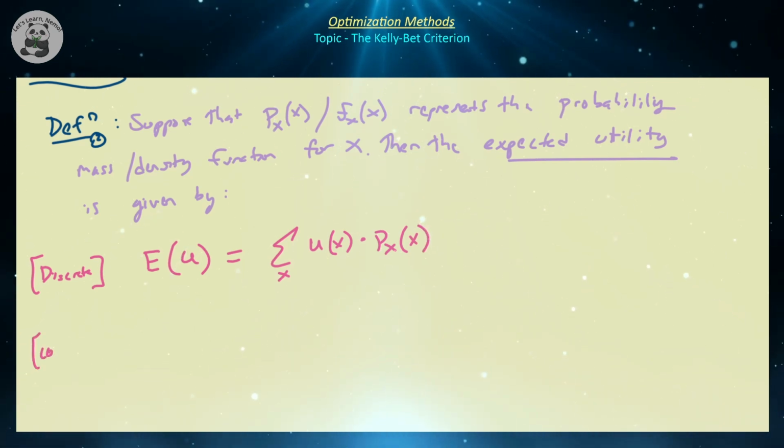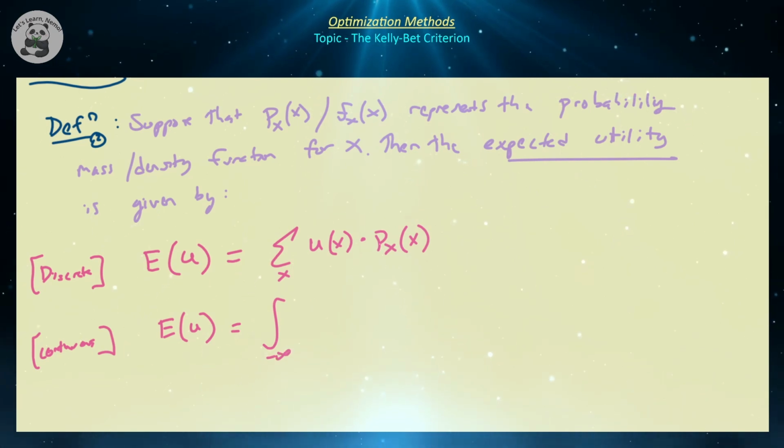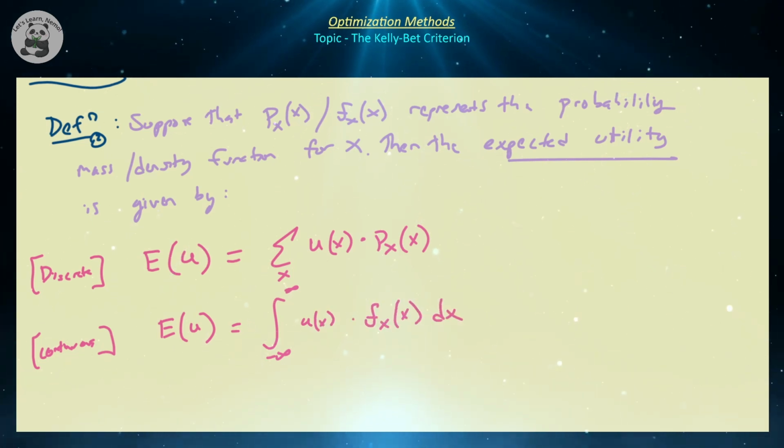Or in the continuous case, the expectation of u will be equal to the integral across all values of x, so let's say generally minus infinity to infinity, which could be 0 in some of those regions, of u of x times its associated probability density function with respect to x.